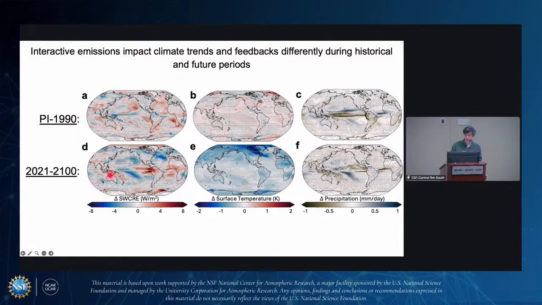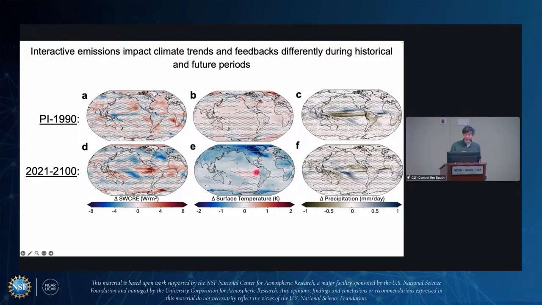And we can see clearly that over the historical period, there's not much change in the radiation or the shortwave cloud radiative effect or temperature. But we do see a significant northward shift of the ITCZ. But the largest evolution or growth in these fields is from 2021 to 2100, where there are large radiative effects, especially over the equator.